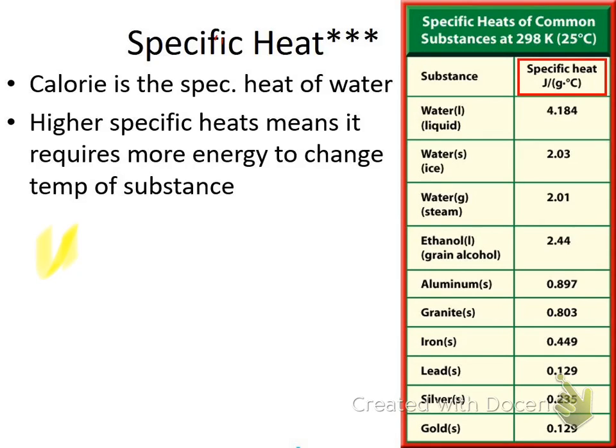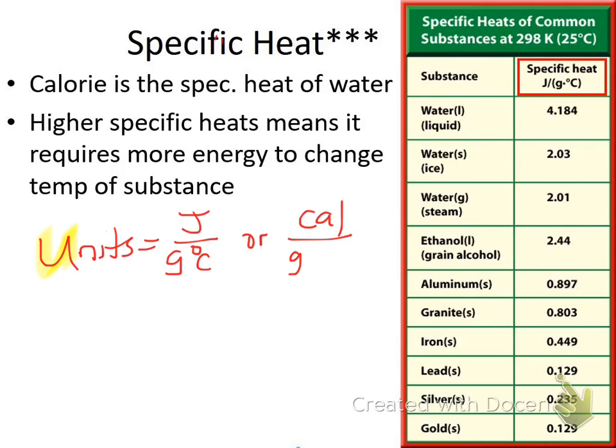All right, so what kind of units do these specific heats have? What kind of units? Joules. It's actually joules per gram per degree Celsius. The other possible one is you can also have a specific heat in calories.